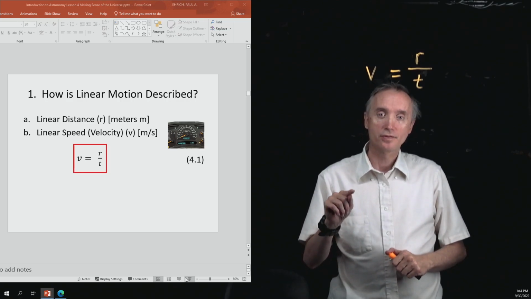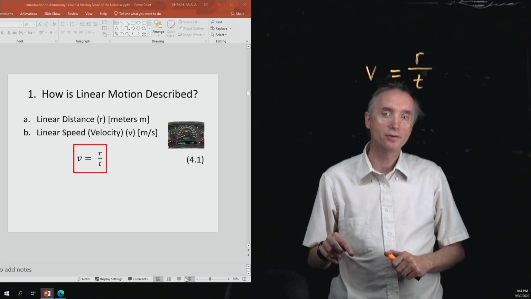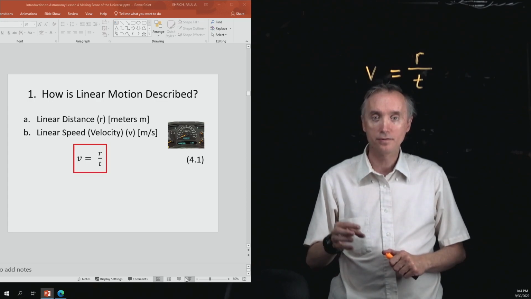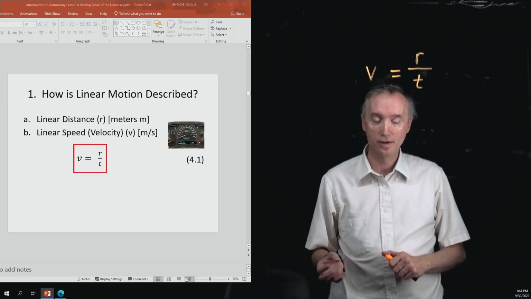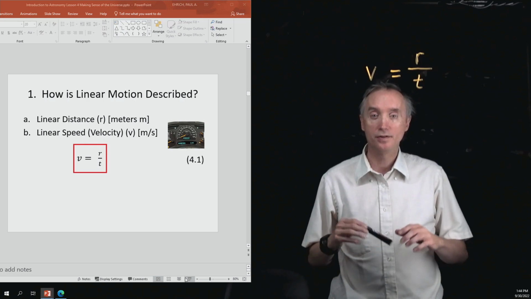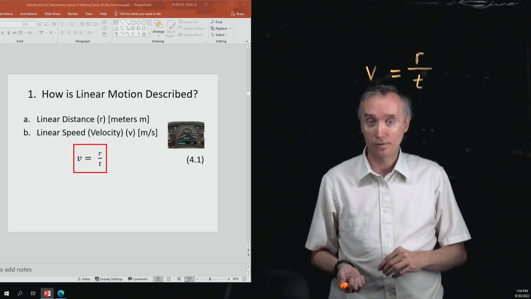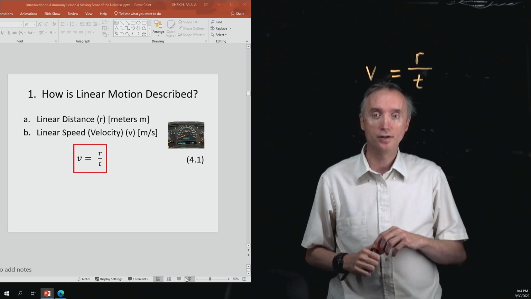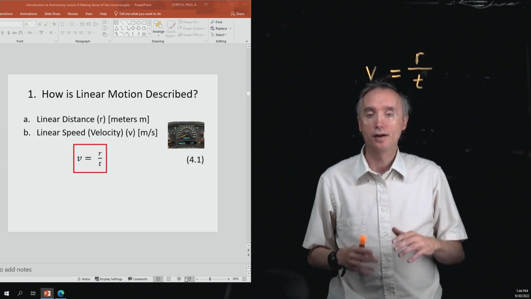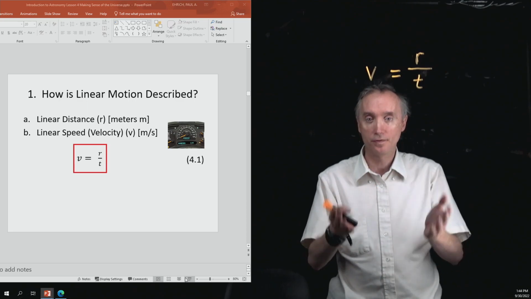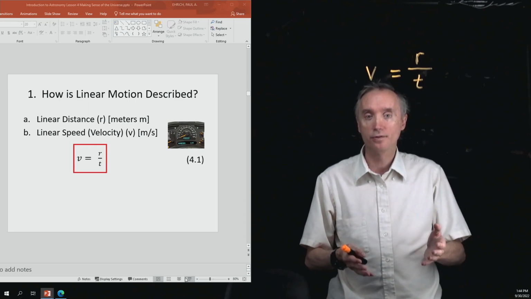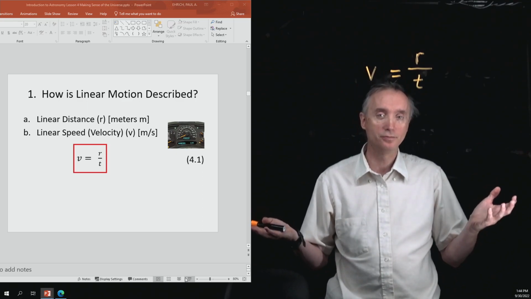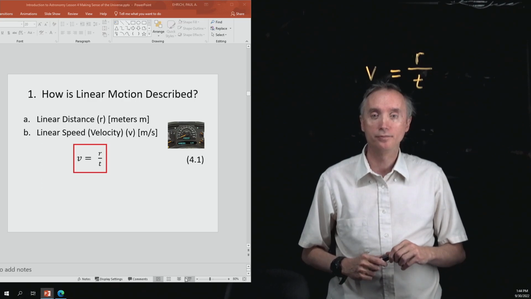So notice that there's two letters there. I've got the letter that represents the concept, R. So R represents linear distance. And then M is the letter that represents meters. So sometimes that can be confusing. So what I tend to do is I will put the letter that represents the concept in parentheses, and then the letter that represents the unit, I'll put it in brackets. I don't know if that helped or not, but that's the way that I like to do it.